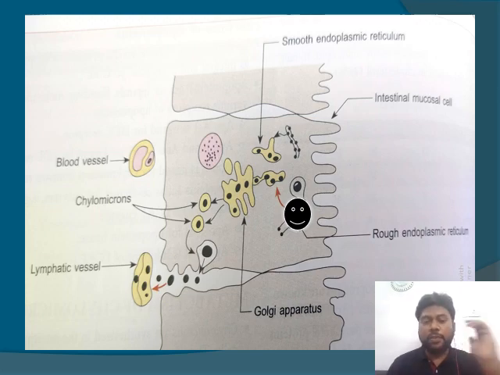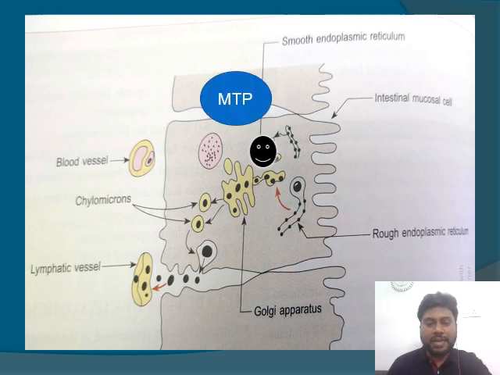After their synthesis, both these apoproteins will be transferred to the smooth endoplasmic reticulum. Within the smooth endoplasmic reticulum, a protein called microsomal triglyceride transfer protein transfers the lipids to these apoproteins and converts them into a lipoprotein, which is nothing but the chylomicron. Now these chylomicrons, by a process called exocytosis, will be thrown out of the cell into the lymphatic drainage. Through this lymphatic drainage, it enters the systemic circulation. This is how the chylomicrons are synthesized in the intestinal mucosal cells.